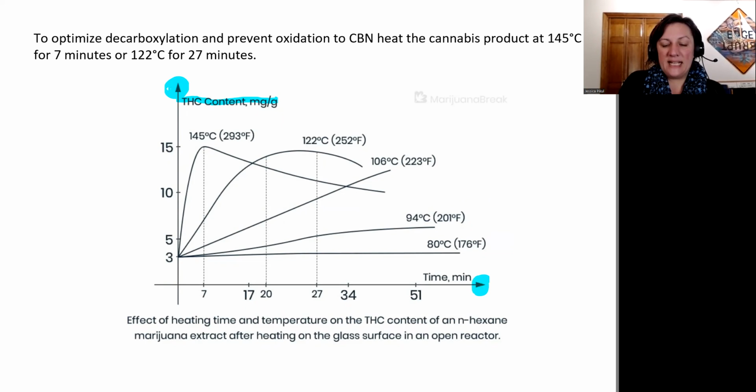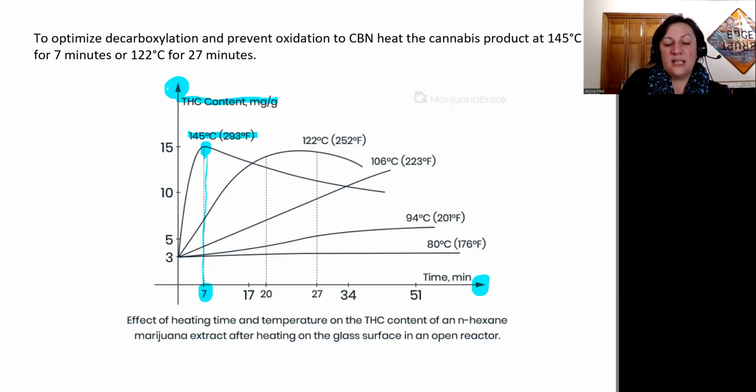And then on the x-axis, we're looking at the amount of time that they heated the sample for. We can see that at higher temperatures, so 145 degrees Celsius or 293 Fahrenheit, we are actually maximizing the amount of THC we have in our extract if we only decarboxylate for 7 minutes. After that, it decreases. We're going to see some of that convert to CBN. So if we're going to decarboxylate at a higher temperature, we want to make sure it's for a short period of time.